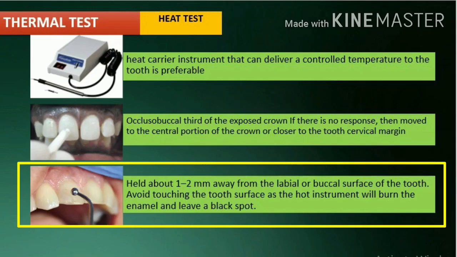If a heated ball burnisher is used, it needs to be heated over a Bunsen burner flame until the metal is glowing red hot. The instrument is then held about 1-2 mm away from the labial or buccal surface of the tooth so the heat can radiate from the instrument to the tooth. It is important to avoid touching the tooth surface, as the hot instrument will burn the enamel and leave a black spot.